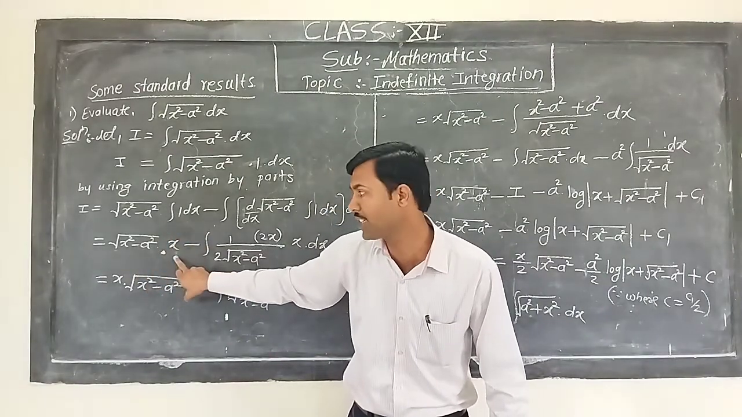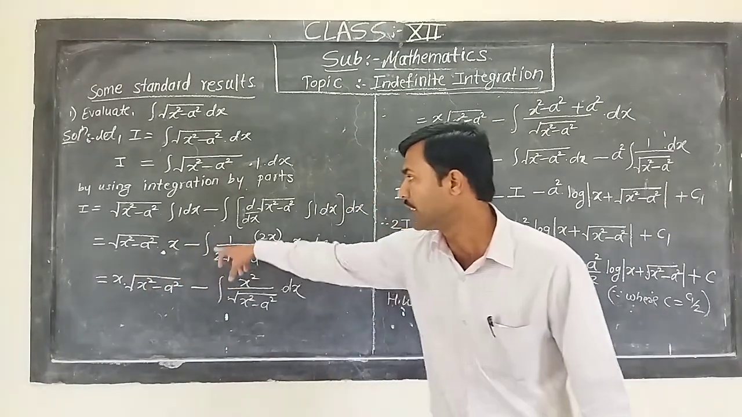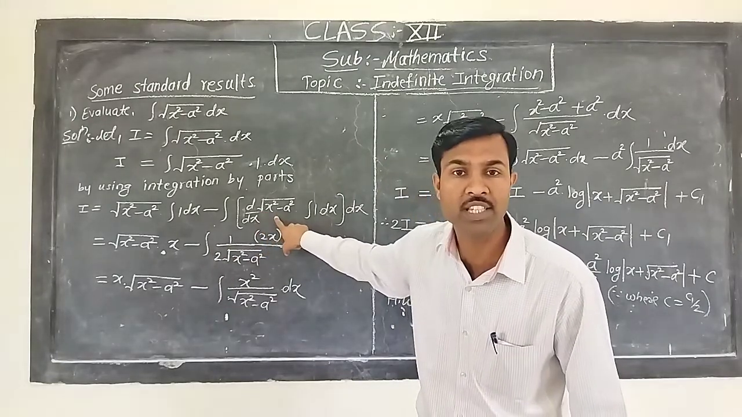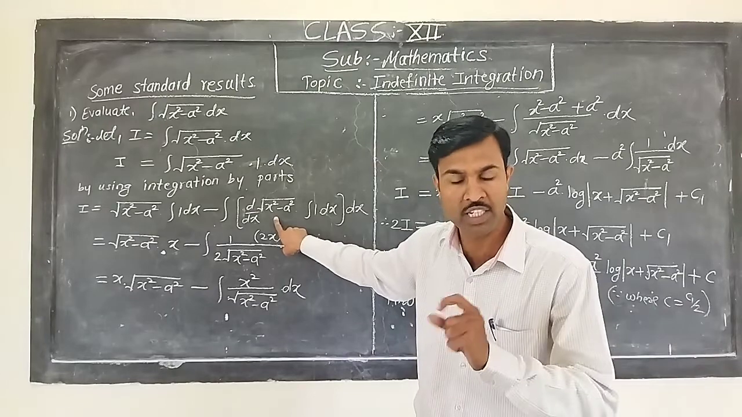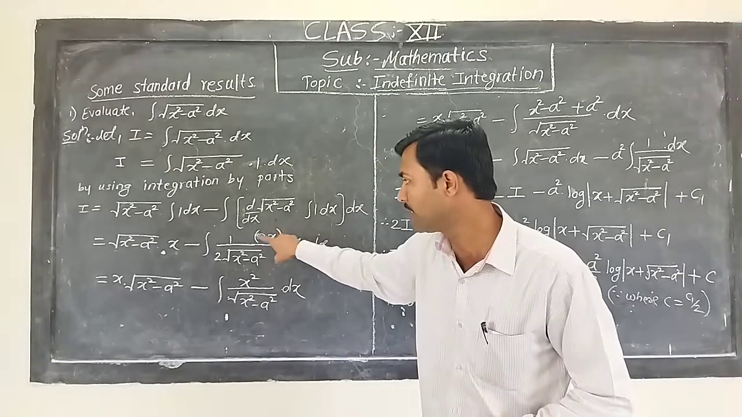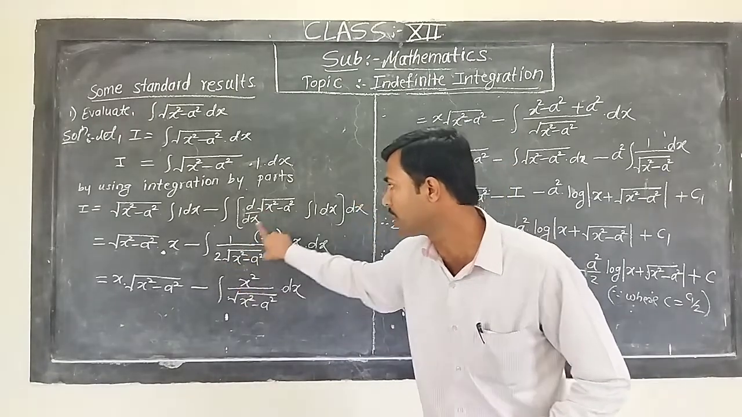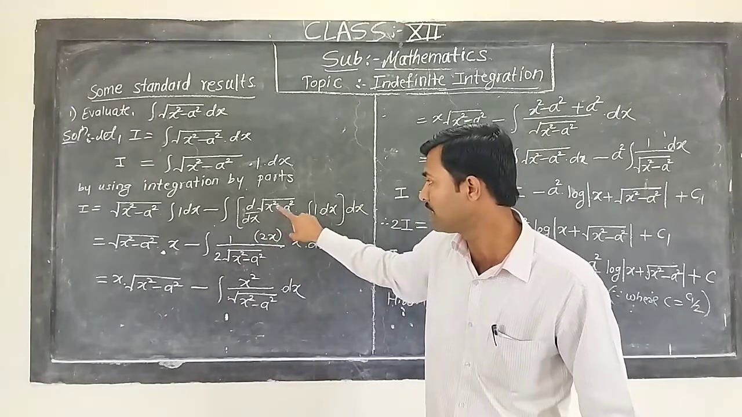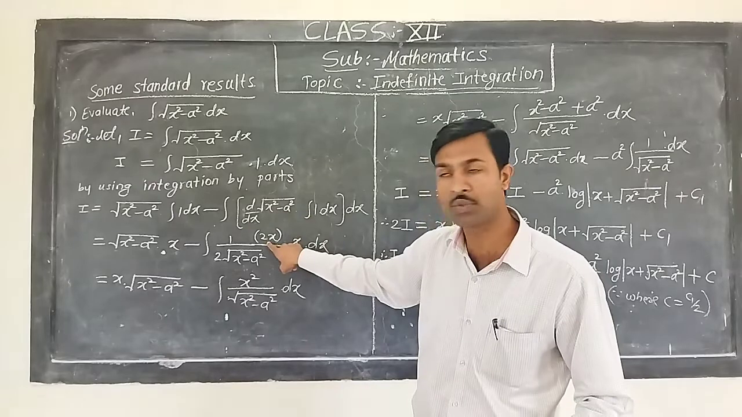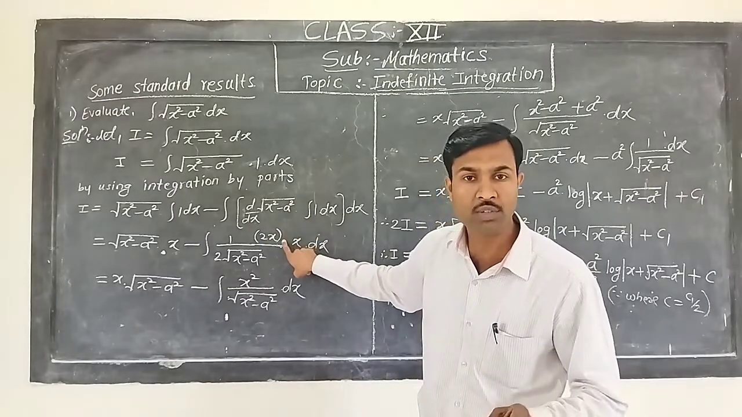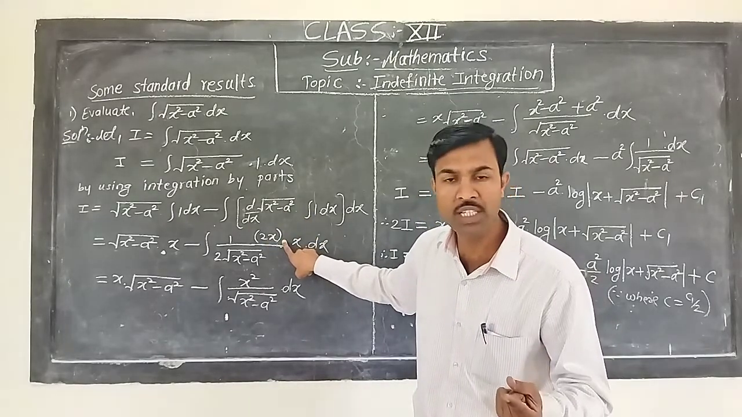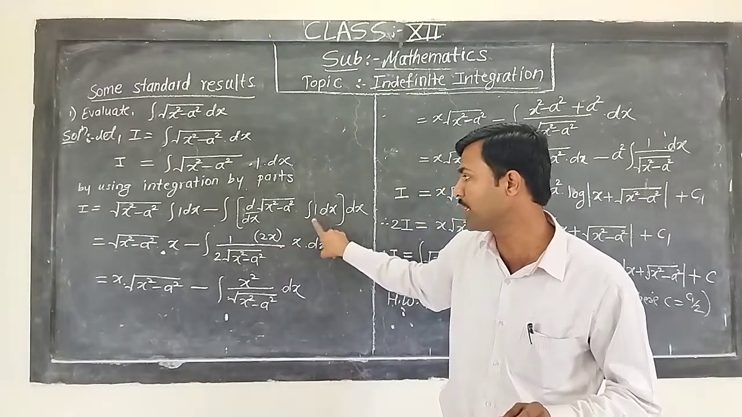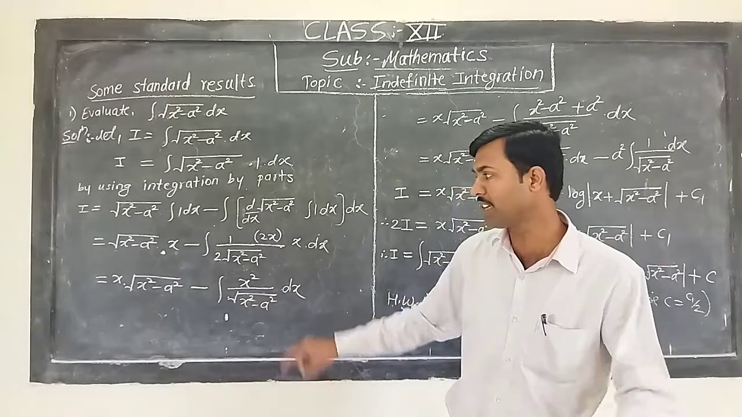After solving, this term remains as it is. Integration of 1 dx is x minus integration of the derivative of this root. The derivative of root of f of x is 1 upon 2 root of f of x into the derivative of f of x. So it will be 1 upon 2 root of x square minus a square into the derivative of x square. The derivative of x square is 2x, and a is a constant, so its derivative is 0. 2x minus 0 is 2x into the integration of 1 dx, which is x. This dx remains as it is.